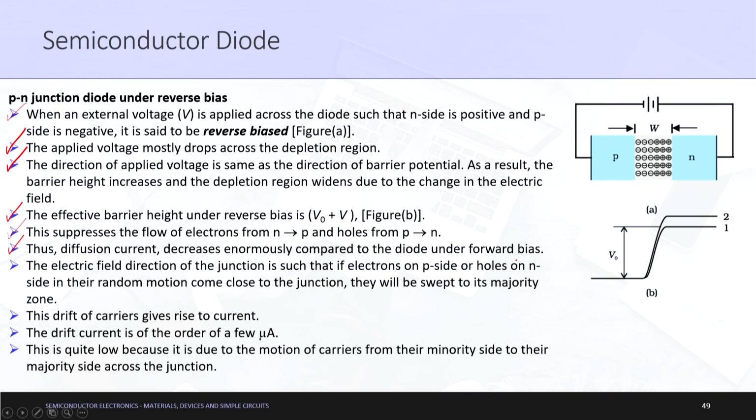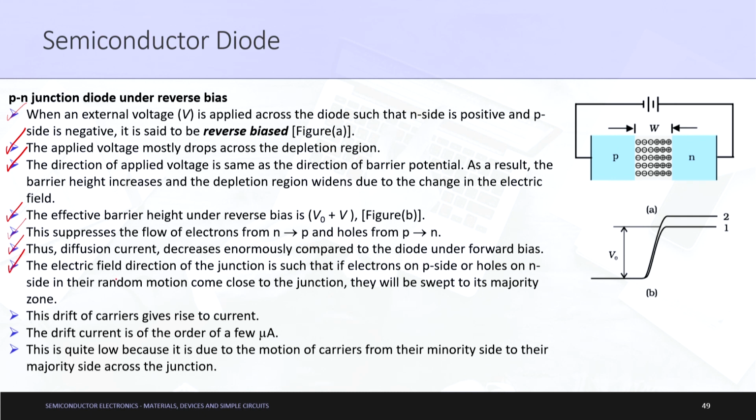What decreases? Diffusion current decreases enormously compared to the diode under forward bias. Diffusion current is due to the concentration gradient, but because of the increase in the depletion region, there is a decrease in the diffusion current. So, the diffusion current decreases enormously compared to the diode under forward bias.